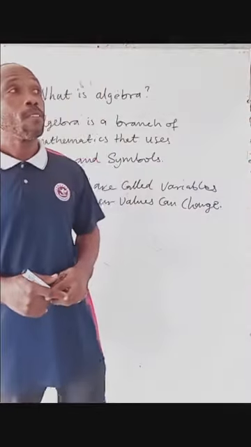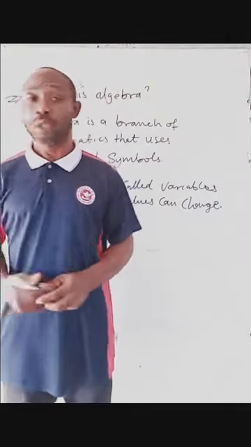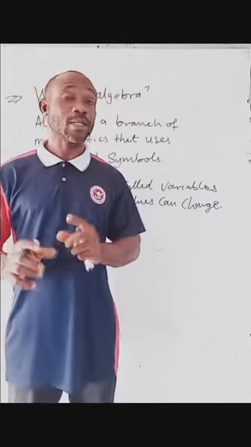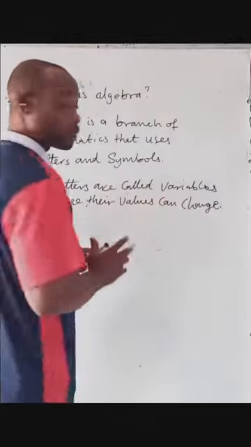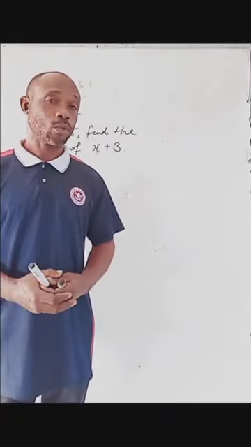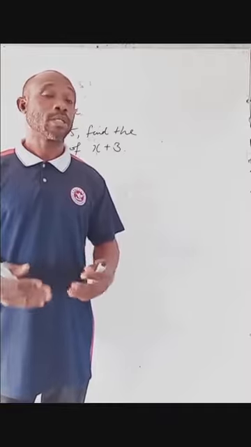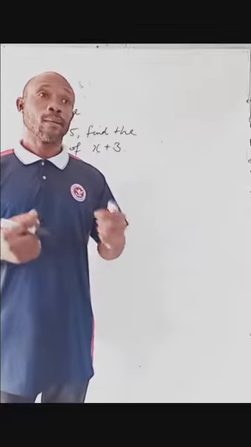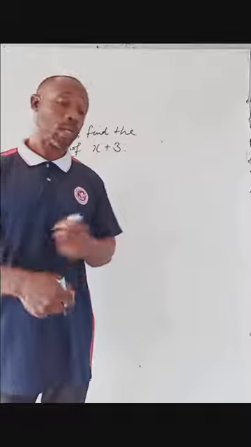A variable is anything that changes value, that does not have a constant value. So these letters and symbols in algebra, they change their values. So that's why they are referred to as variables. A variable in an algebraic expression, I said previously that they represent numbers. In other words, numbers can be used to replace variables in an algebraic expression.